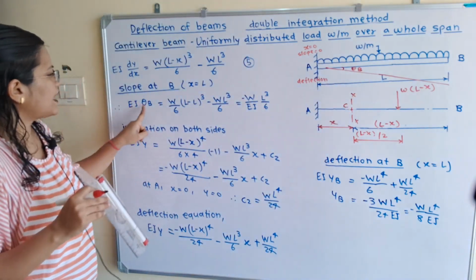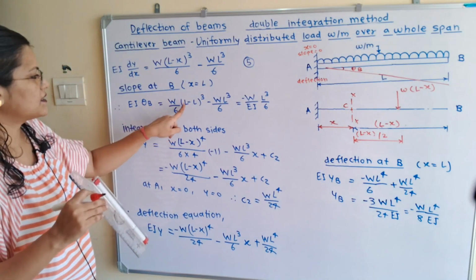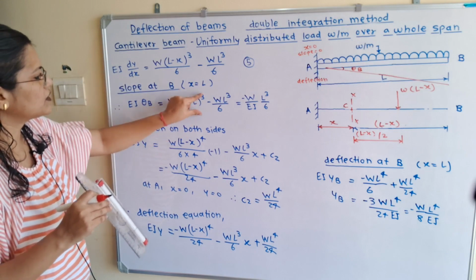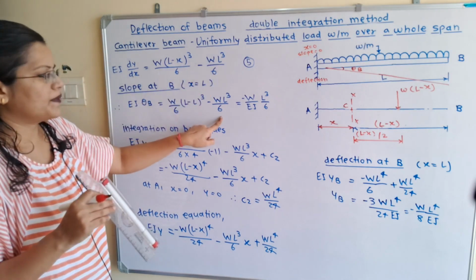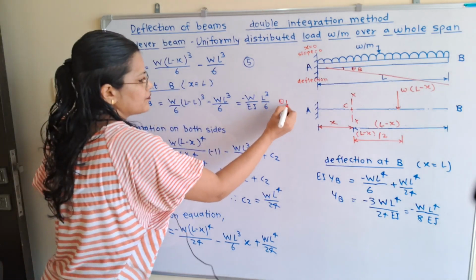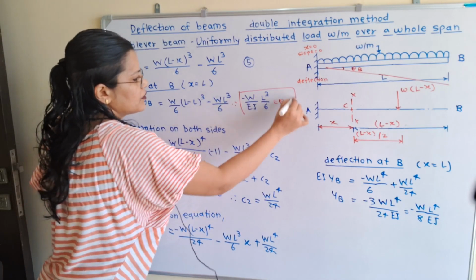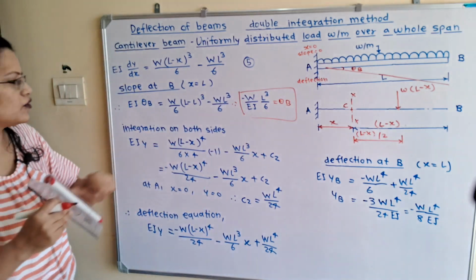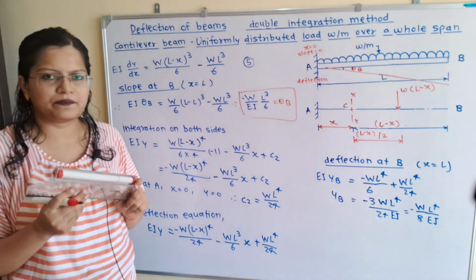So we will get EI theta B is equal to W by 6. Here L minus L. So L minus L is 0. So this whole term will become 0. Minus WL cube by 6. So we will get theta B is equal to minus WL cube divided by 6 EI. So this is the equation so that we can find out the slope at end B.